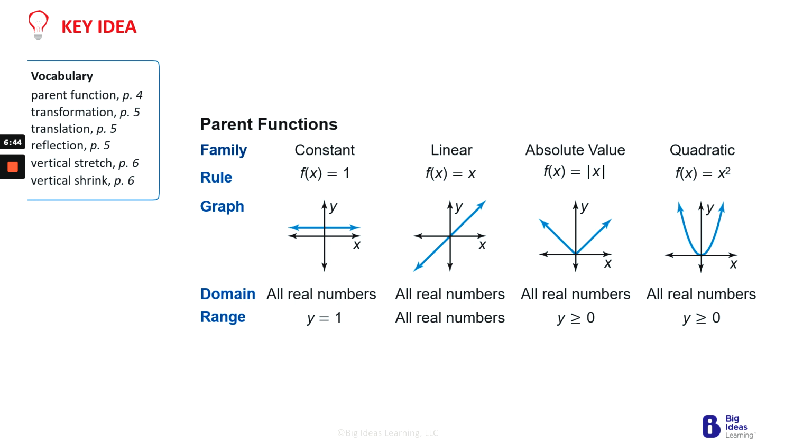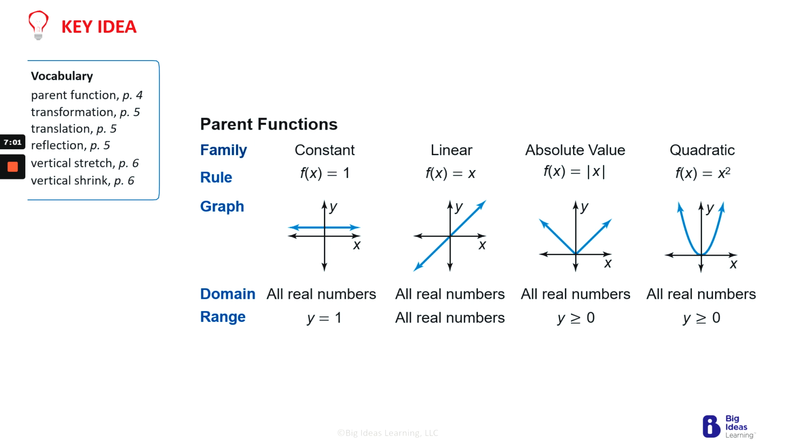Okay? And then my range depends on my what values? Our y values. So here, that is typically different amongst all of them. So constants, it's going to be what the y value actually is.